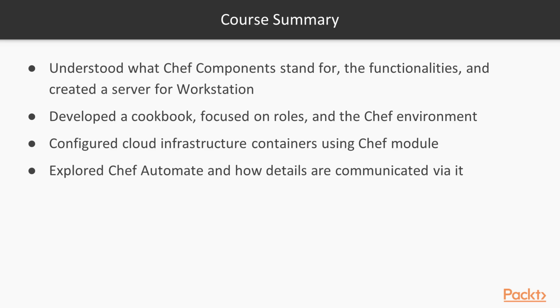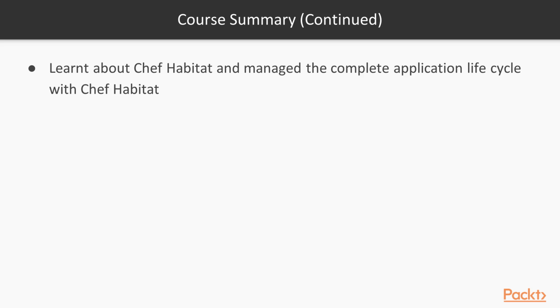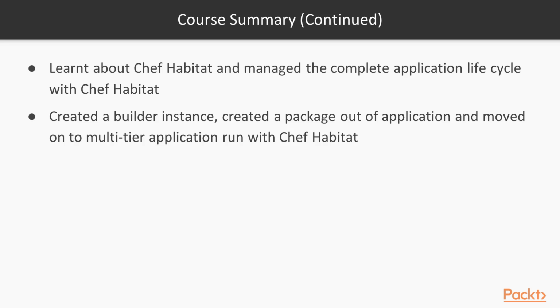In section 5, we started learning about Chef Habitat. We saw that we knew how to develop infrastructure automation, but now we started with application automation, and we could manage the complete life cycle of application with Chef Habitat. We saw how do we create a builder instance, how to create a package out of an application, run it in Docker or run it with the help of supervisor. And then we moved on to multi-tier application run with Chef Habitat.